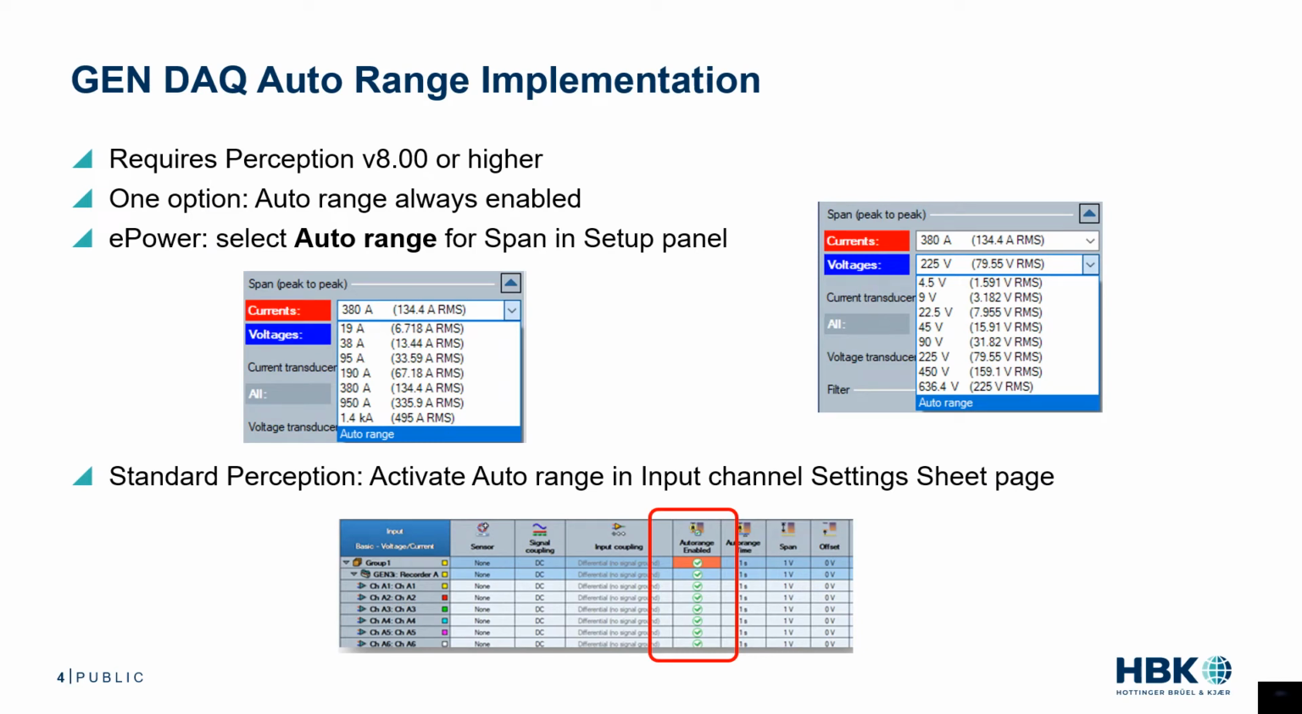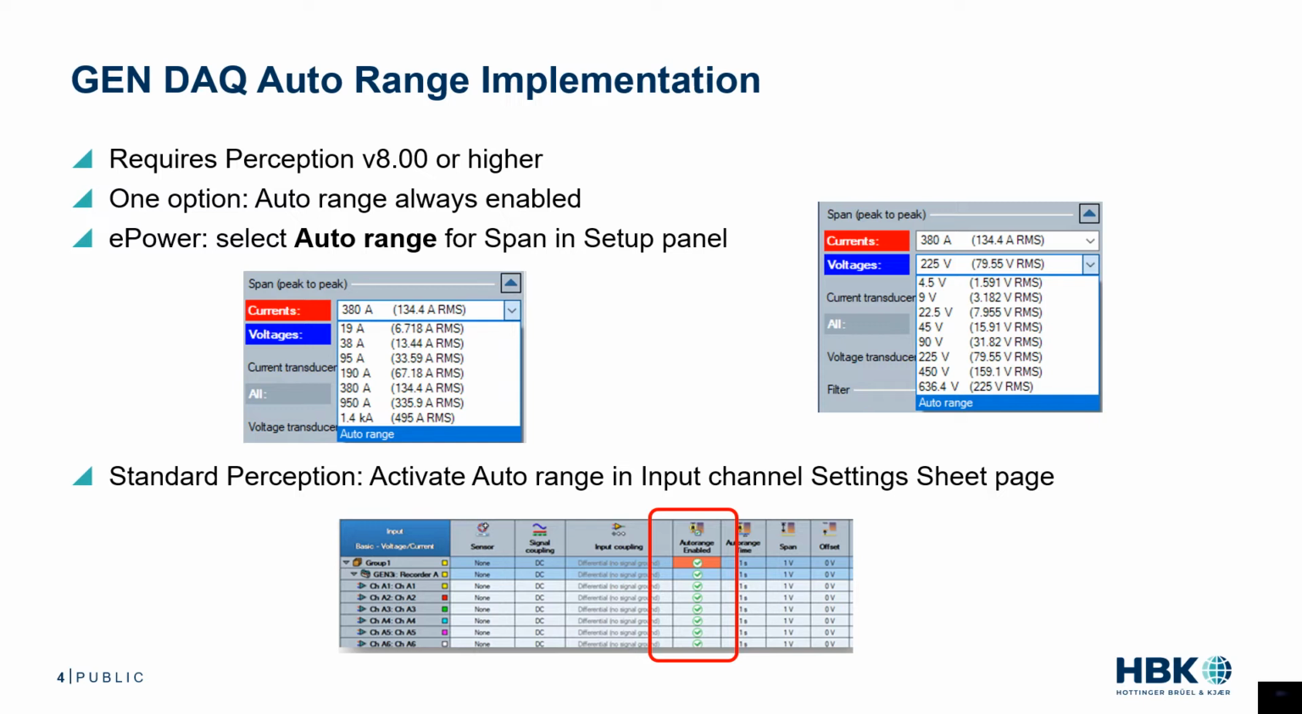So how does a user turn on the auto range feature? First, the power analyzer must be running firmware version 8.00 or higher for the feature to be available. The first use case is when the user wants to have auto range always enabled. If you are using the ePower option within Perception, the auto range option is found at the end of the span list in the component setup panel. Double-click on a component in the ePower Suite sheet to open the setup panel.